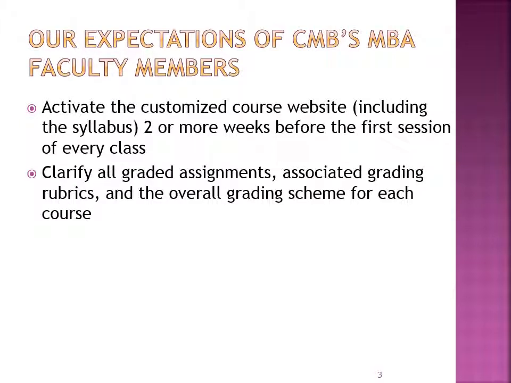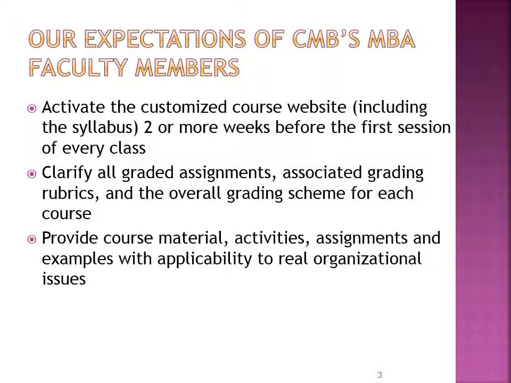We expect that as part of this website, there's a clarification of all graded assignments, that in most cases there will be a grading rubric specifying how grades will be assigned in that assignment so that you'll understand what you have to do. And there should be an overall grading scheme for each course. That is, for example, you have 100 points, and this is how many points are allocated to each assignment, and they add up to 100. And so we don't want you to be guessing about this stuff. It's supposed to be there.